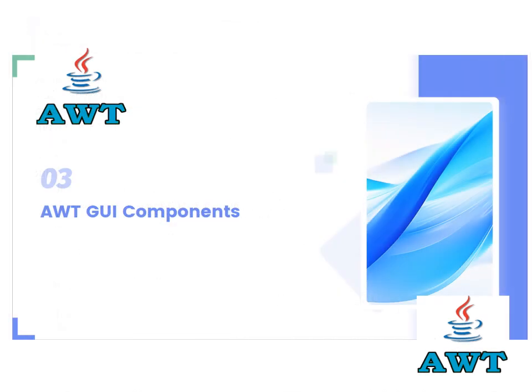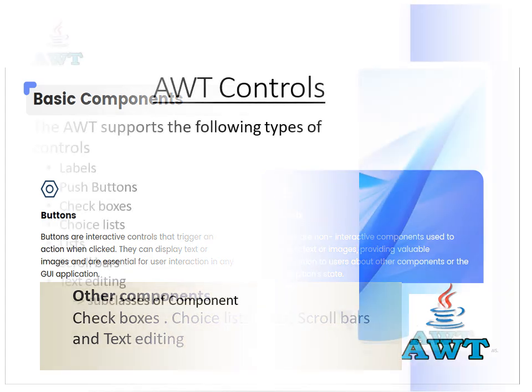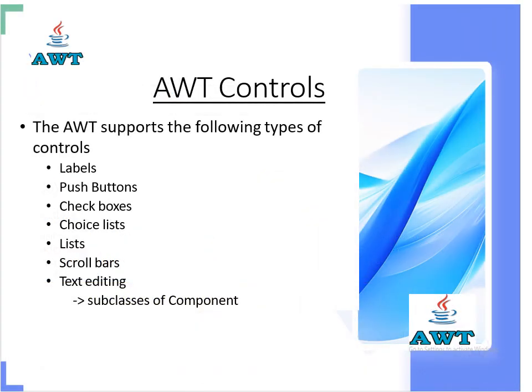Now we enter into the AWT GUI components. Button, label, checkbox, choice, list box and combo box, scroll box, text editor window, those come under the common AWT controls. See, these are the AWT components.